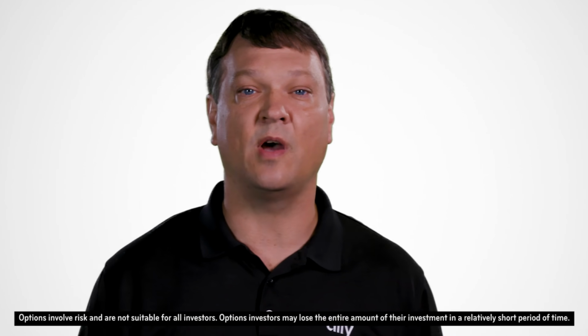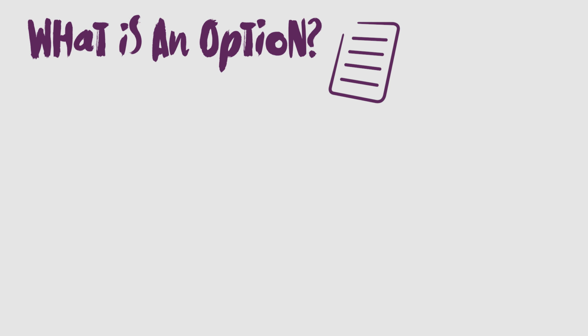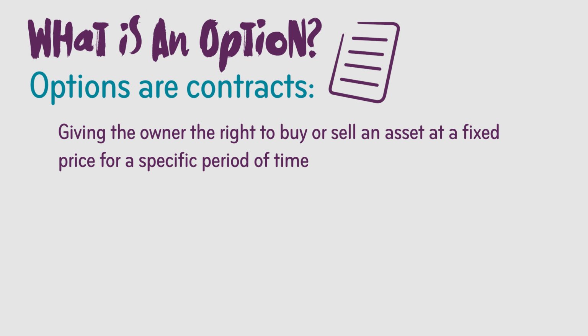Hello, today we're going to talk about common option trading mistakes that beginning option traders make. First of all, before we get too far, let's talk a little bit about what an option is. An option in general is a contract, and it gives the owner the right to buy or sell an asset at a fixed price for a specific period of time.